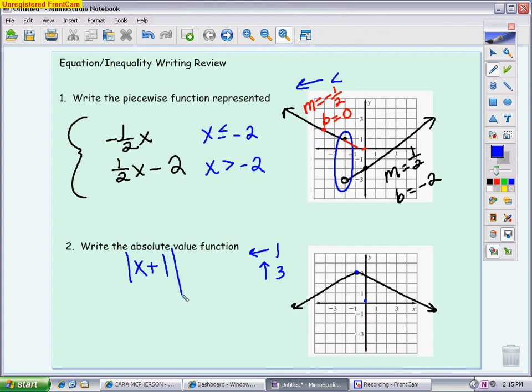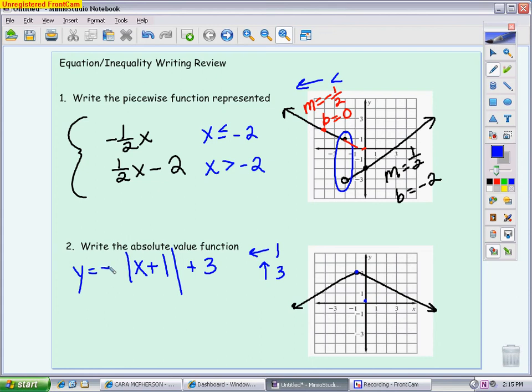To get it to shift up 3, we're going to tack a +3 on after the absolute value. And again, you can check it on your calculator to make sure it's moving the way you expect it to. The number in front of the absolute value, first I want to see if it needs to be positive or negative. And you're looking at the fact that it opens down. Because it opens down, we know it needs to be a negative value in front because that's what flips it upside down.